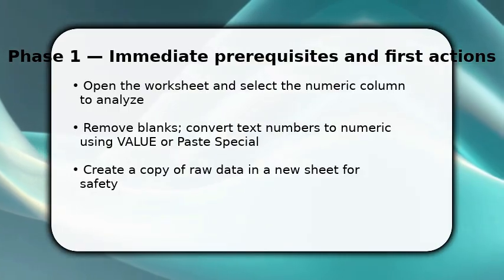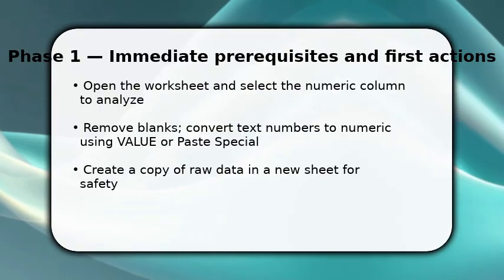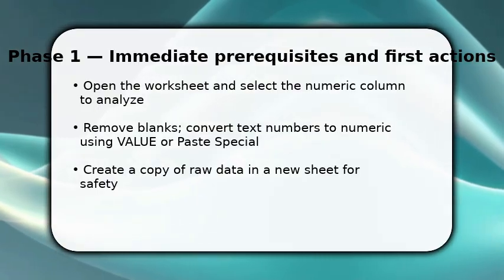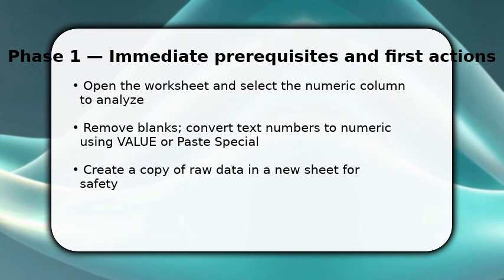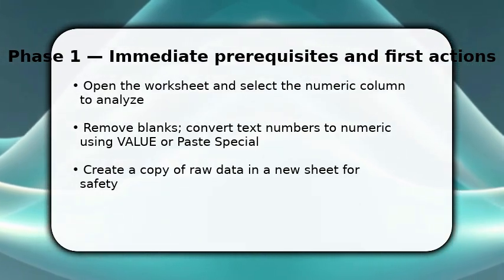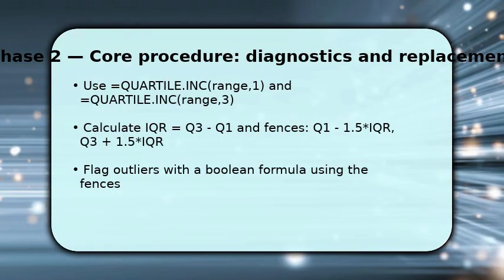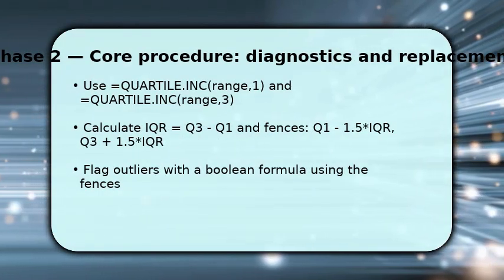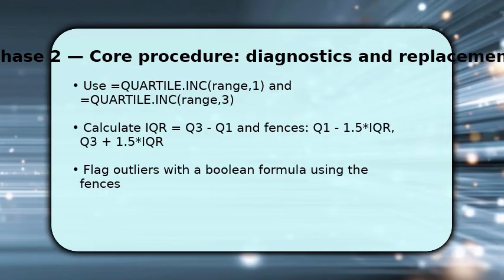This is not required, but it makes spotting wild values easier, and you will proceed immediately to calculate central tendency and spread. Now compute Q1 and Q3 with equals QUARTILE.INC range 1 and equals QUARTILE.INC range 3, because quartiles give you robust center and spread.